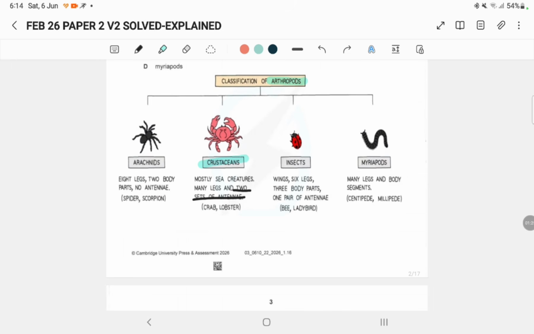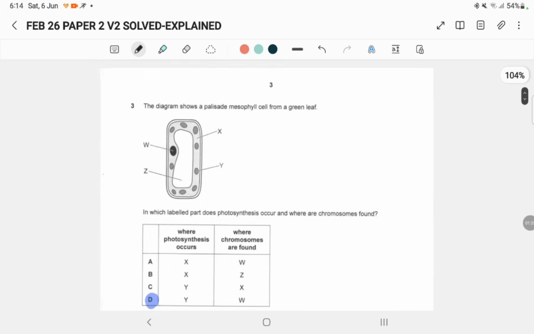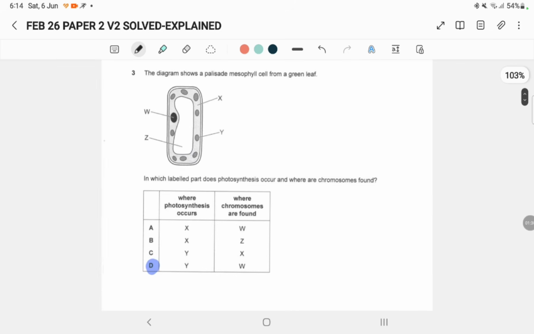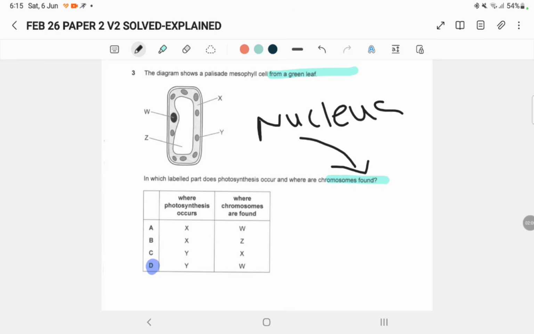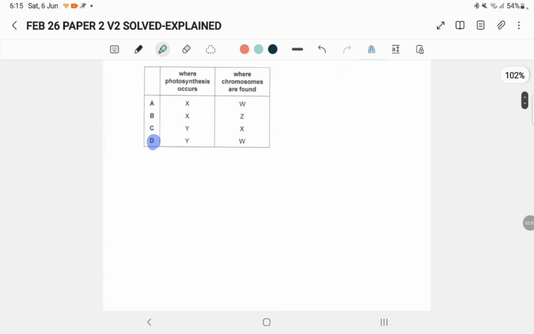Now moving on to question number 3. The diagram shows a palisade mesophyll cell from a green leaf. It is asking in which labeled part photosynthesis occurs and where chromosomes are found. Photosynthesis, as we know, occurs in the chloroplast, which is labeled Y, and chromosomes are found in the nucleus. In a previous Paper 2 October-November Variant 1, I solved a similar question asking where chromosomes are found, and the chromosomes are found in the nucleus. So the answer is D.